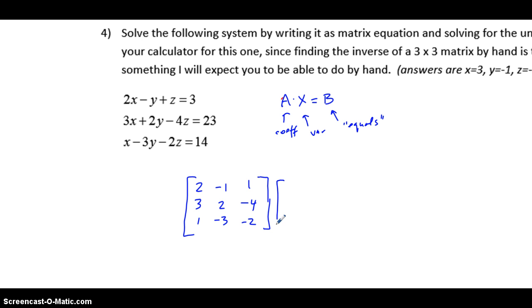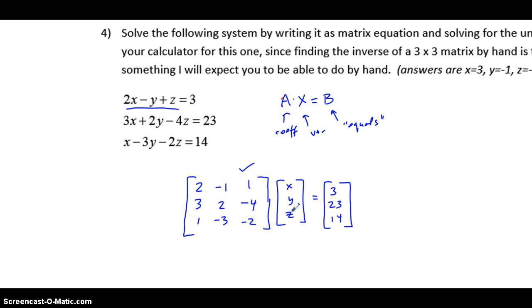Now we'll just write our variable matrix, which is going to be x, y, and z. And that's going to equal the matrix 3, 23, and 14. If we wanted, we could multiply out the top row just to make sure it looks correct. So 2 times x minus 1 times y plus 1 times z looks like it's going to give us that equation. So it looks like we've got it all set up correctly.